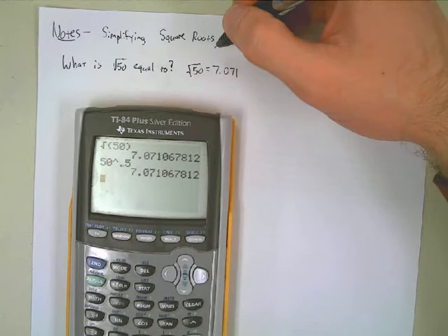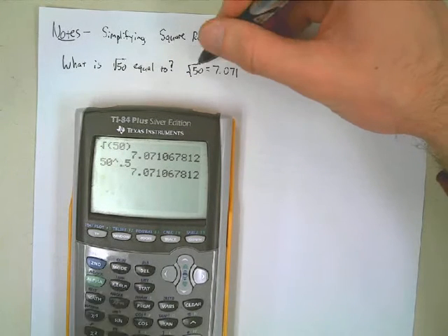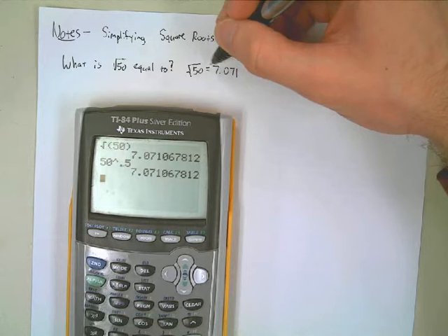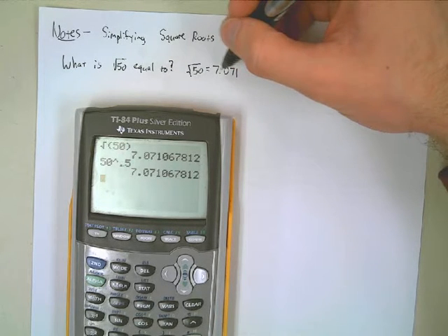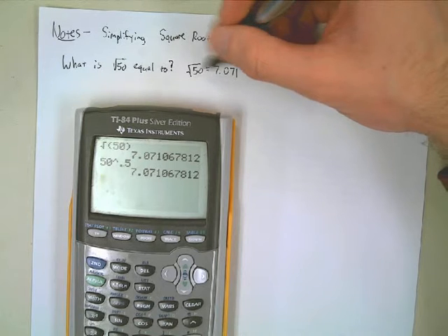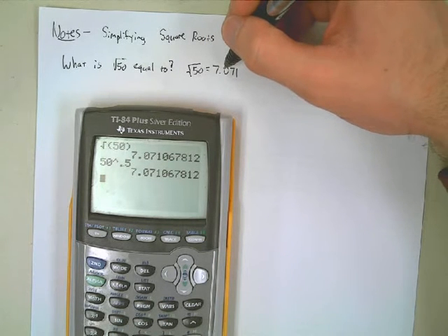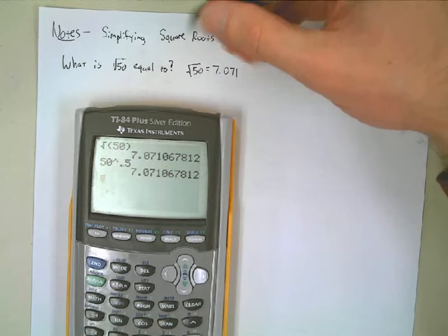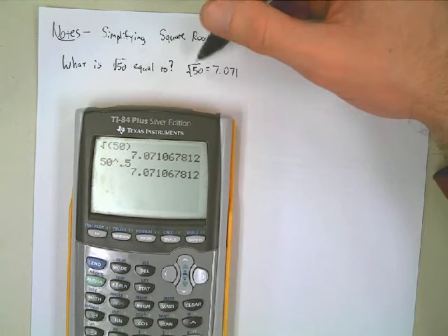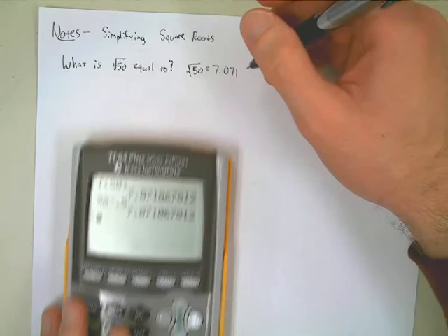Sometimes, guys, this will be sufficient. If your directions say to round your answer to the nearest 3 decimal places or something like that, this is okay. But sometimes we just want to simplify square roots. In fact, unless you're told to give a decimal answer, in general we don't want to do it this way. Instead, we want to do it another way.